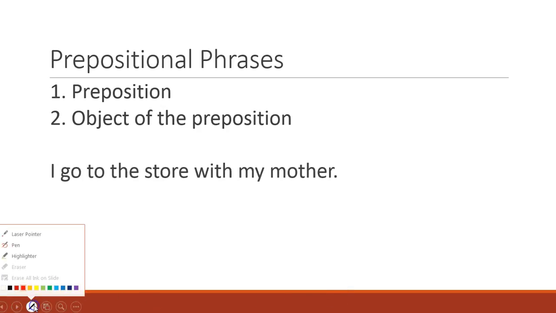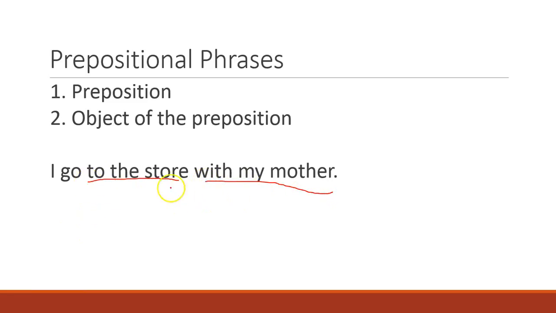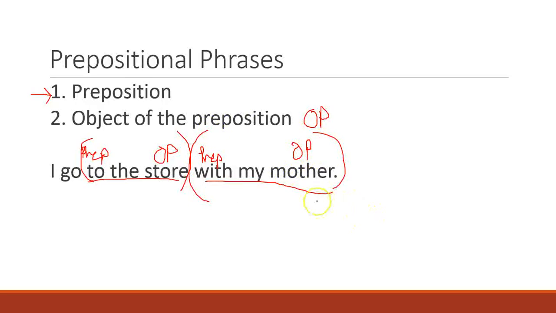For example, in English, I go to the store with my mother. These are two prepositional phrases. To is a preposition. With is a preposition. So the prepositional phrase begins with the preposition and it ends with the object of the preposition. The object of the preposition to is store, hence the prepositional phrase to the store. The object of the preposition with is mother, hence the second prepositional phrase with my mother. I go to the store with my mother.